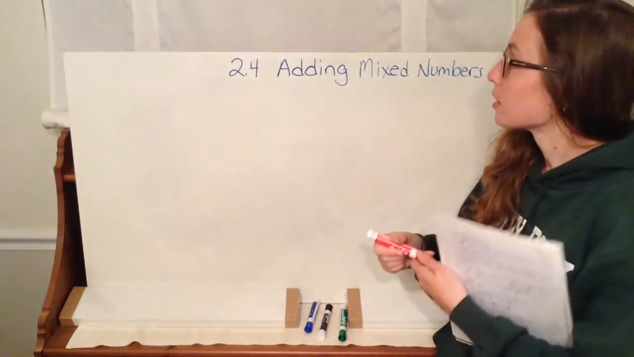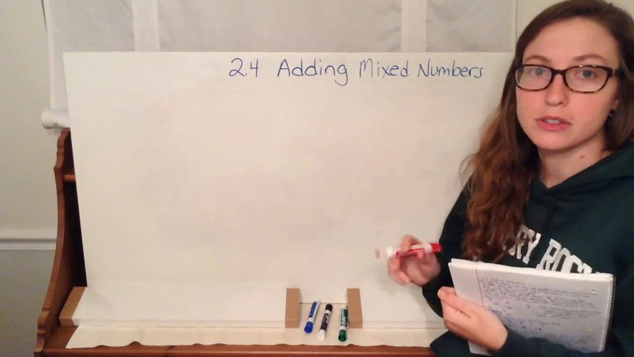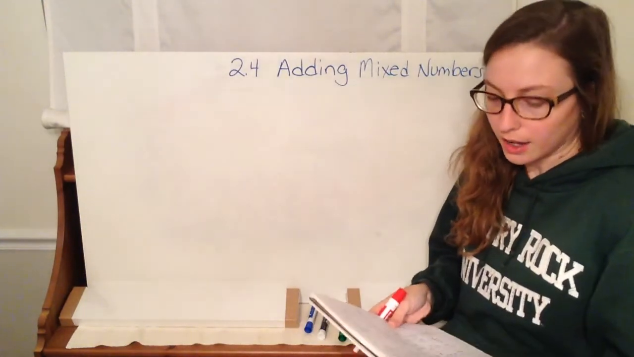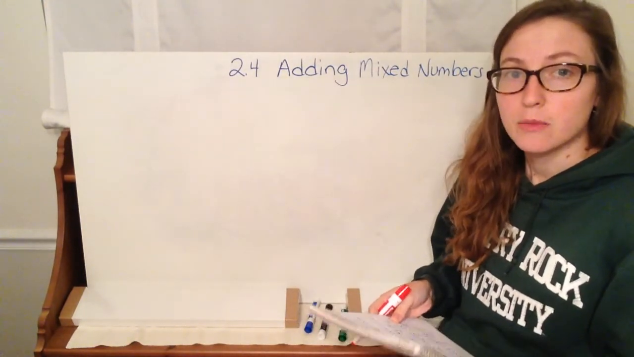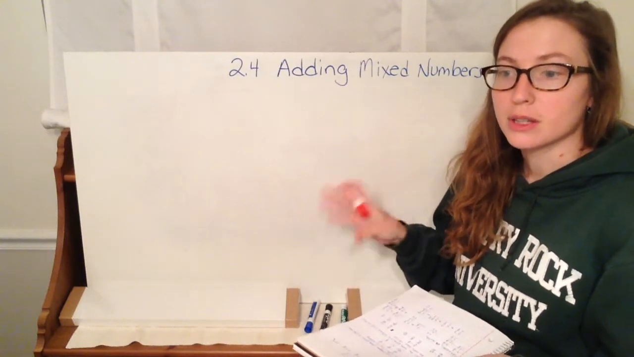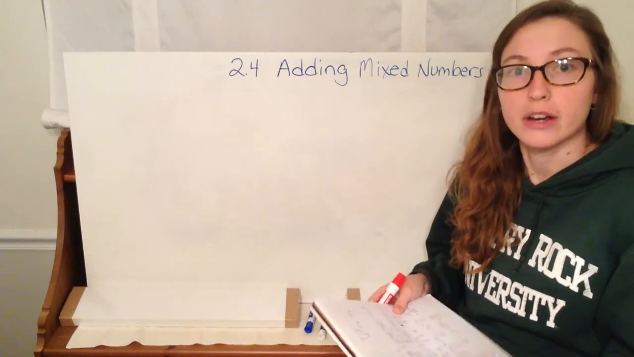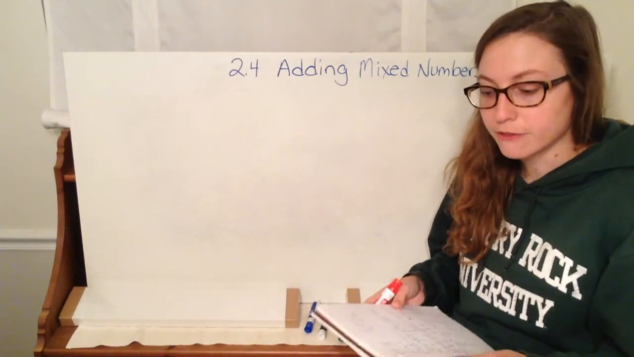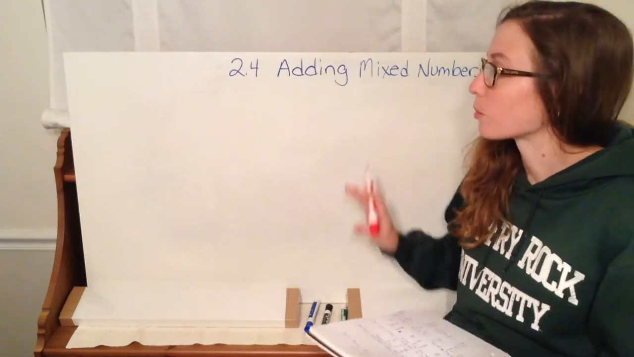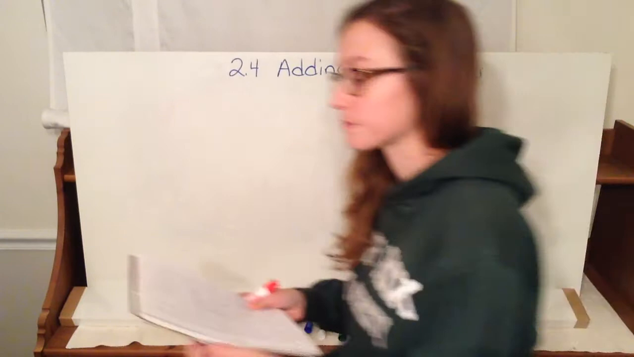But there is another type of problem that you'll see, and that's adding mixed numbers. So it works basically the same way as adding fractions with and without common denominators, but there's an extra component to it. So I'll do a few example problems, and that's about it for this video. If you have further questions or aren't sure where I'm getting some of my work here, please ask during class.